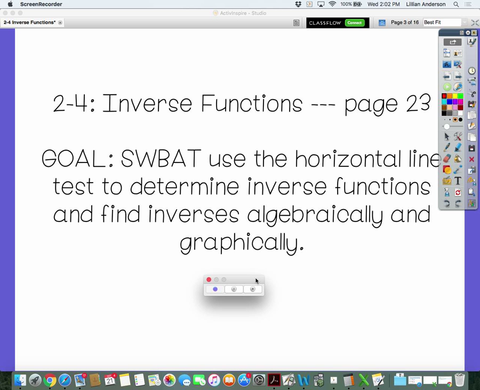You guys are going to be able to use online tests to determine inverse functions and then also find inverse functions algebraically as well as graphically. That is what we're going to be talking about today.